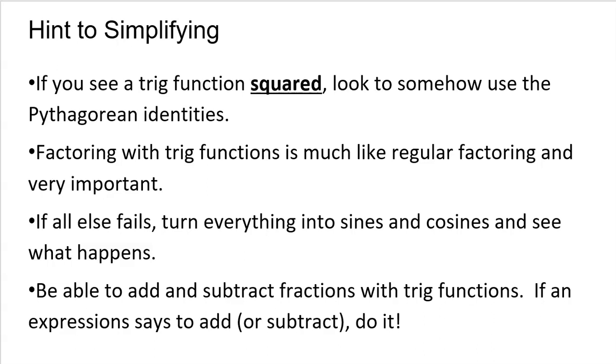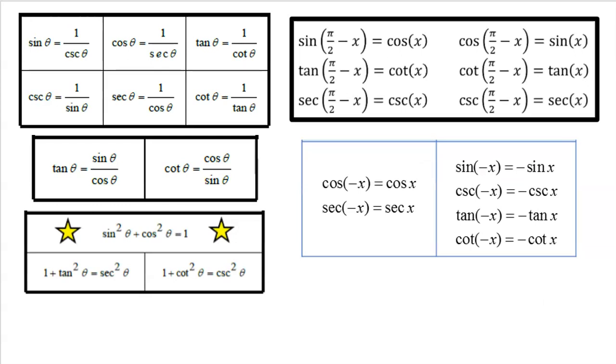Another thing is if all else fails, if you're just staring at a problem and you have no idea where to start, try turning everything into sines and cosines and see what happens. Now you might be like, well, what? Turn everything into sines and cosines? Yep. Look at the reciprocal identities. Cosecant can be turned into 1 over sine. Secant can be turned into 1 over cosine. Tangent can be turned into sine over cosine. Cotangent can be turned into cosine over sine.